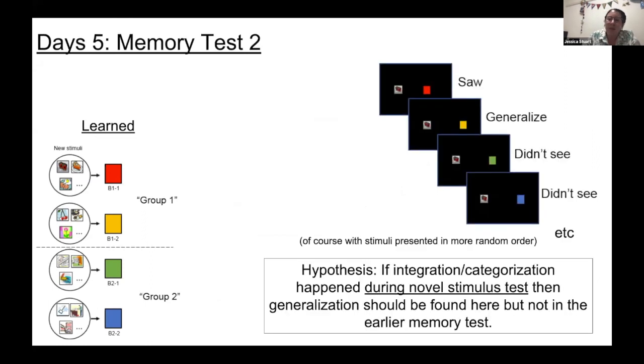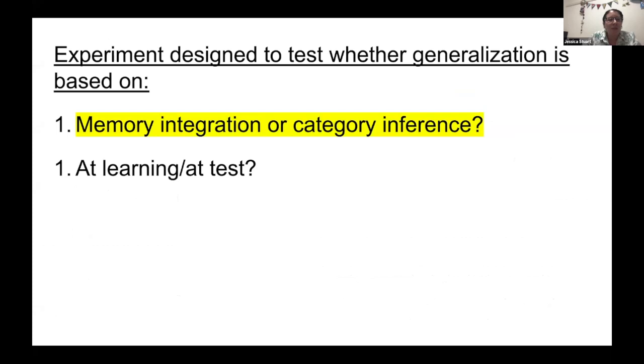And finally, we're going to test them again. It's the exact same memory test with a different subset of the novel stimuli. And we hypothesize that if whichever strategy was happening during the novel stimulus test, rather than during the learning phase, then we should start to find some sort of generalization false memory responses here, but not in the first memory test. So we want to design this experiment to test whether generalization is based on memory integration or category inference.